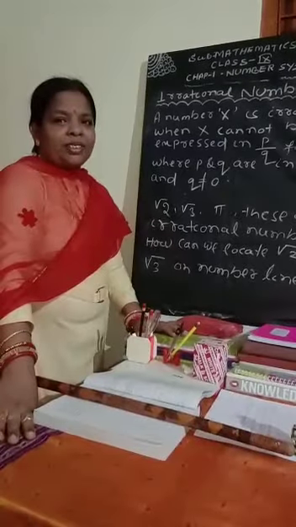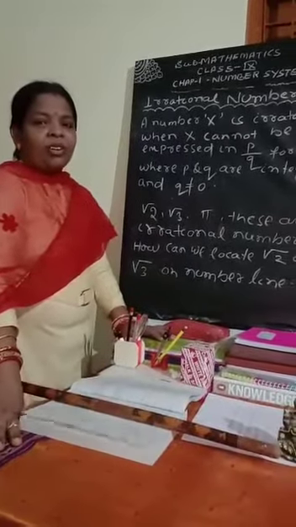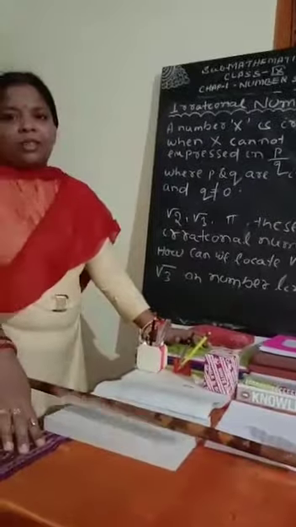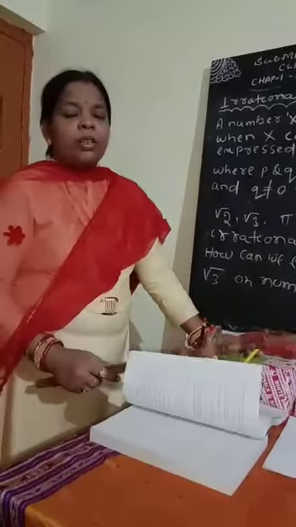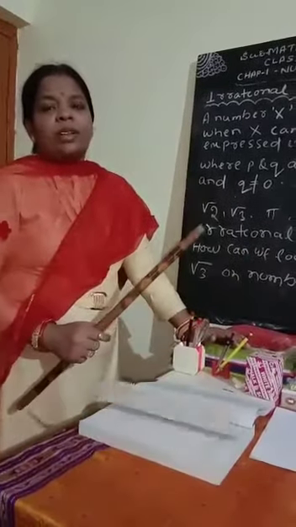Good morning students. Yesterday we had gone through rational numbers and the numbers in between any two rational numbers. Today we will go through irrational numbers.